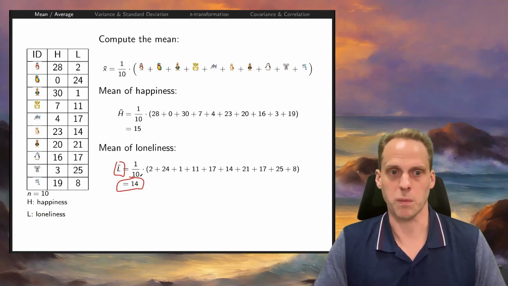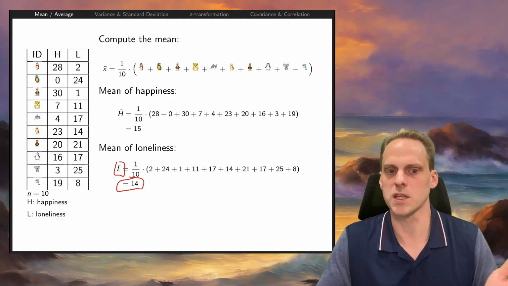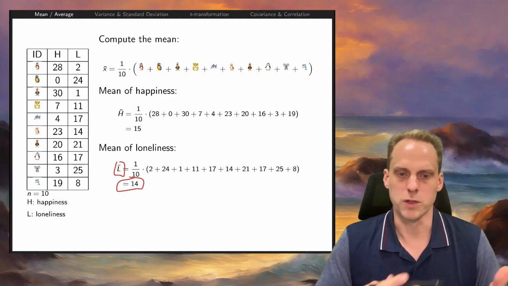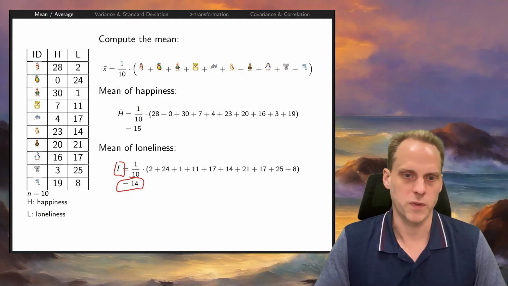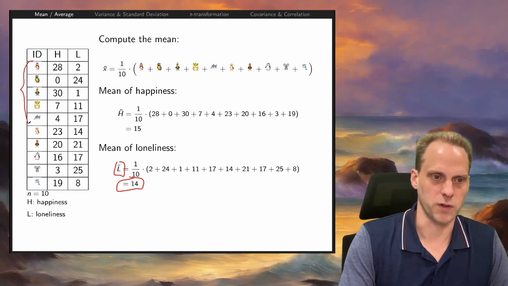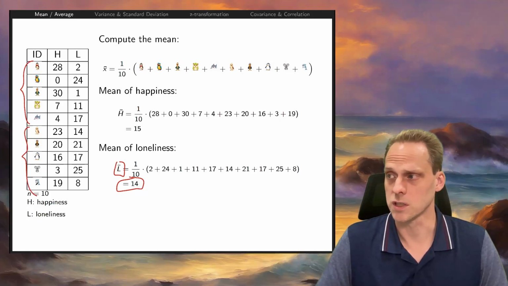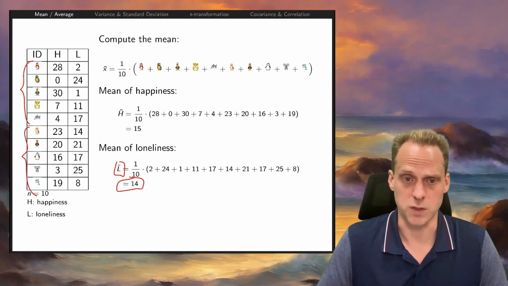Now, can we say that people on average are more happy than they're lonely? No, that doesn't really make sense, right? We don't know the interpretation of the scale. Could be that loneliness is measured on some sort of different level, right? But what we could do is see, okay, maybe this is one group and this is another group. Can we compare those on the means of these scores? And that's something we're going to do, of course, in this course with, for example, t-test or ANOVA.